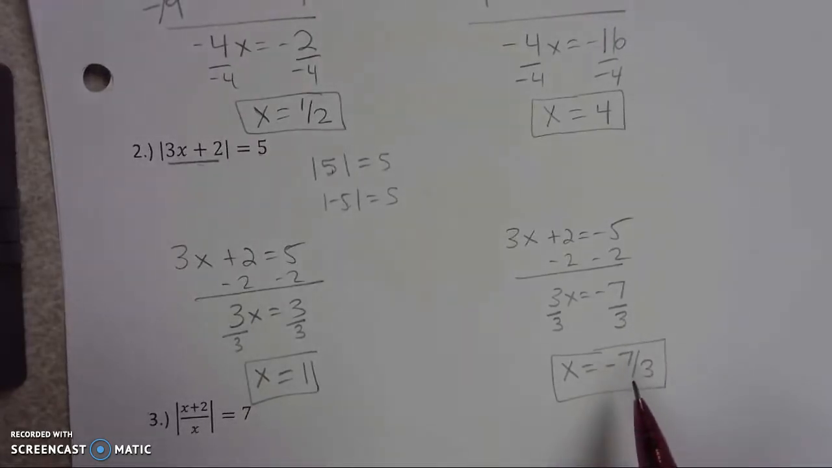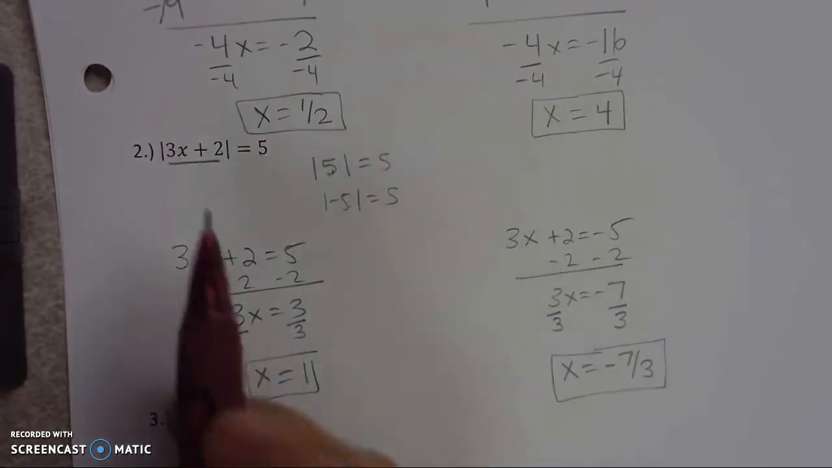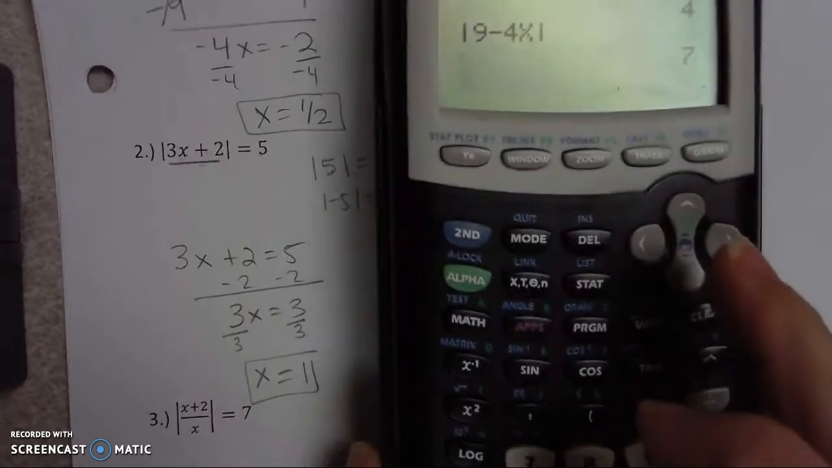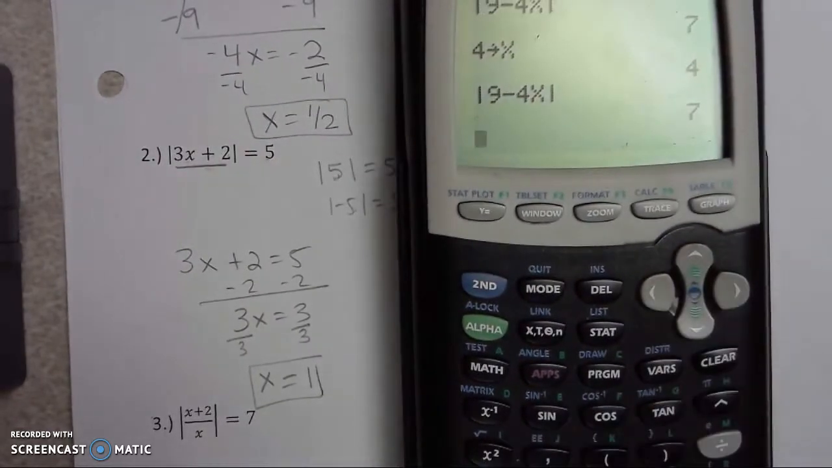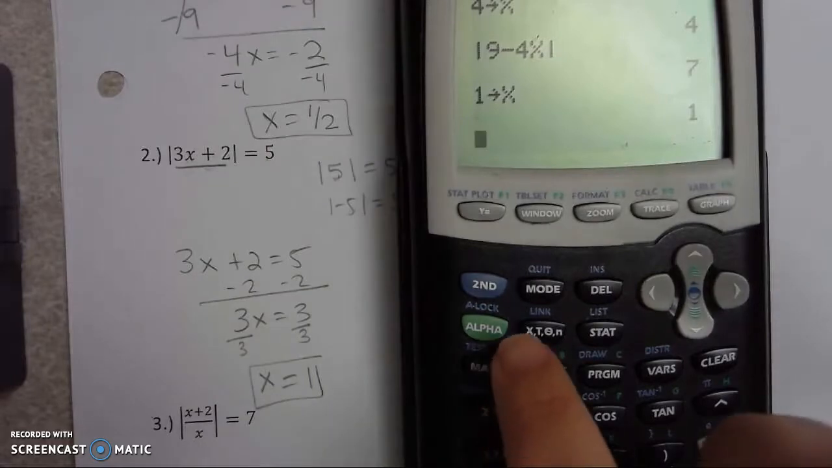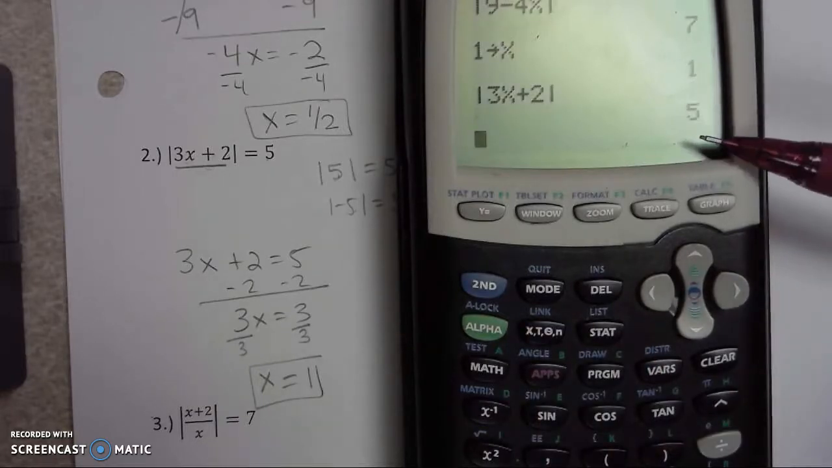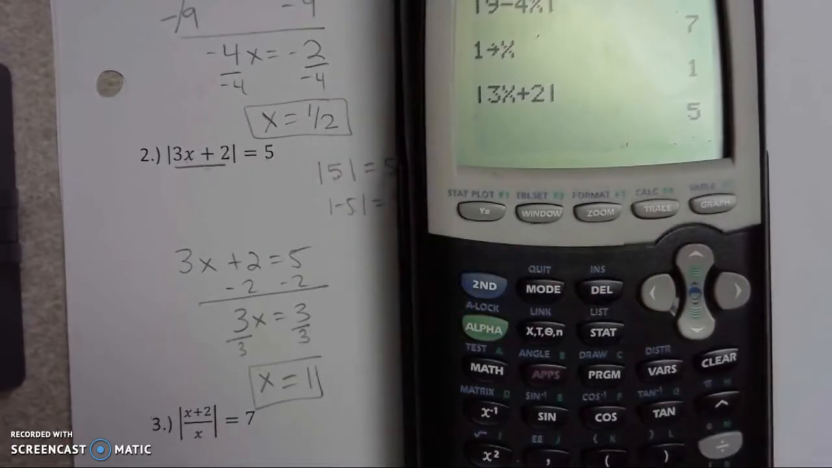Alright, now I want to verify that my answers are correct. I'm looking to make sure that what I get inside here is a 5 and a negative 5. So I'm going to fill in. First I'm going to store 1 in x. Then I'm going to type in the absolute value of 3x plus 2. Notice I get a 5. That's what it should be.